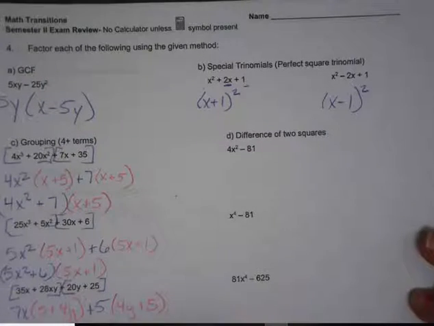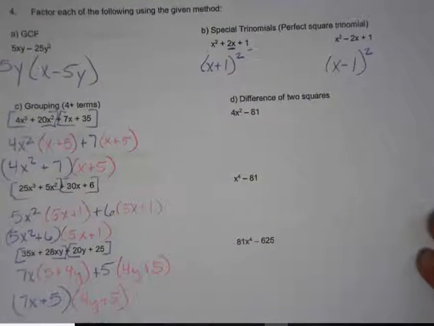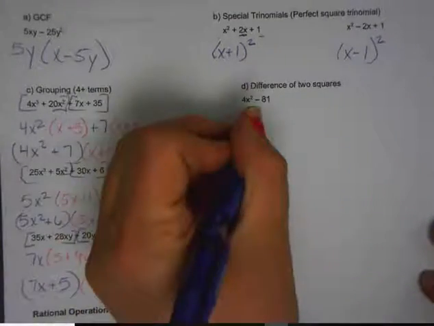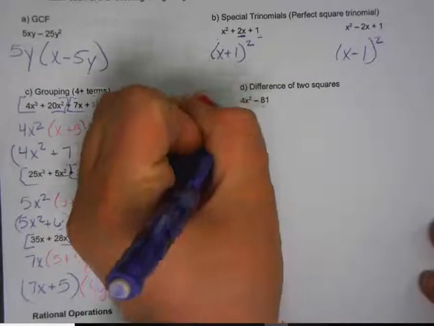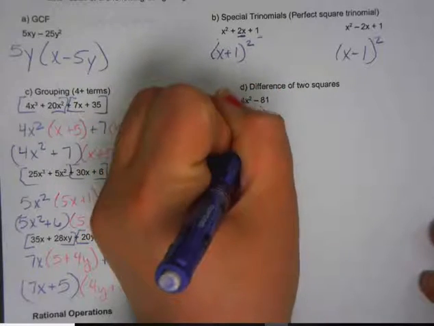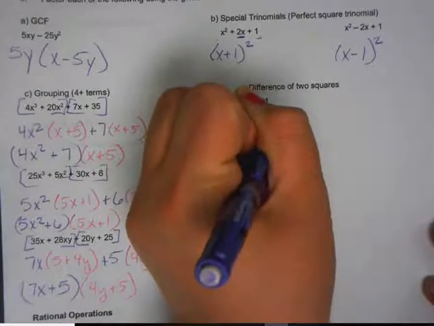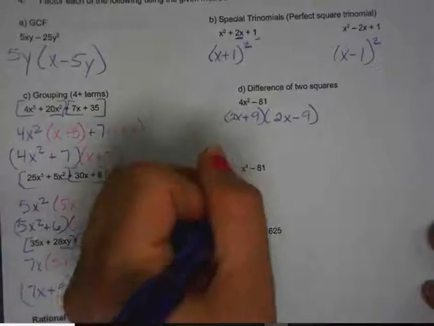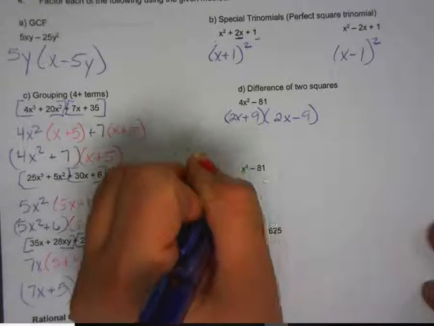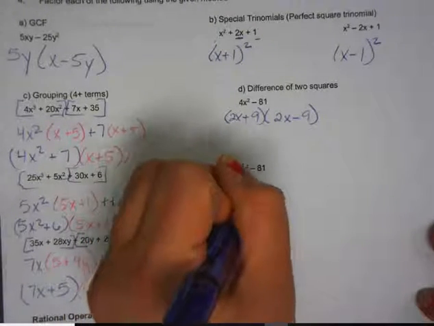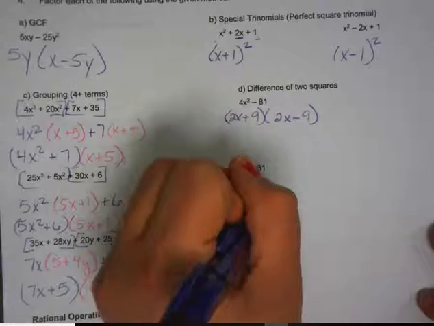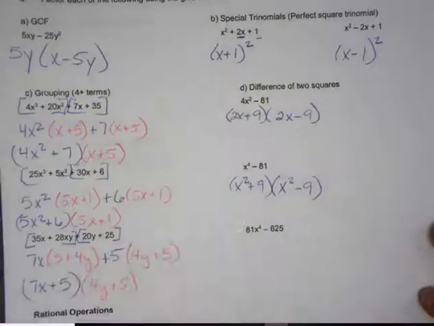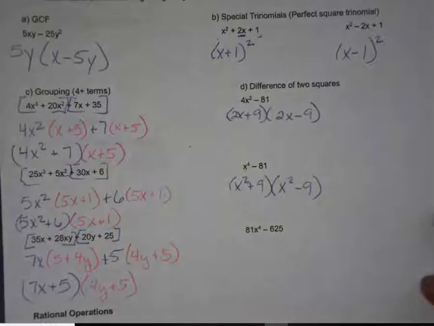So for D here, we have difference of squares. Again, that's simple. I'm sorry I didn't have that on the screen. We have the square root of the first, 2x, plus the square root of the second, which is 9, times square root of the first, minus the square root of the second. Easy peasy lemon squeezy. Again, same thing here, square root of the first, x squared, plus square root of the second, and square root of the first minus square root of the second gives us x squared plus 9 and x squared minus 9.